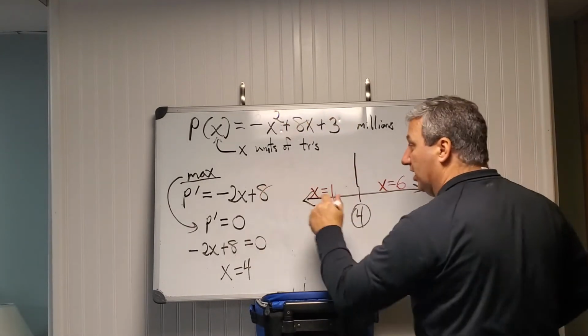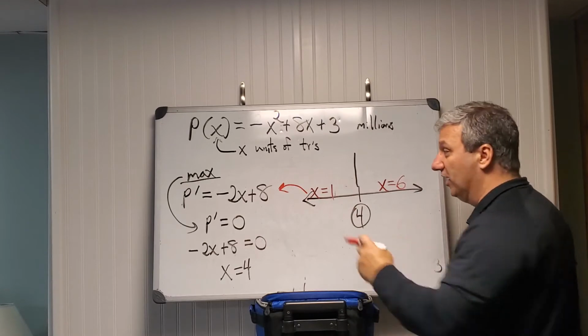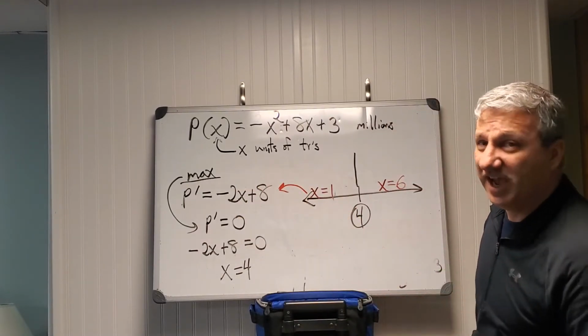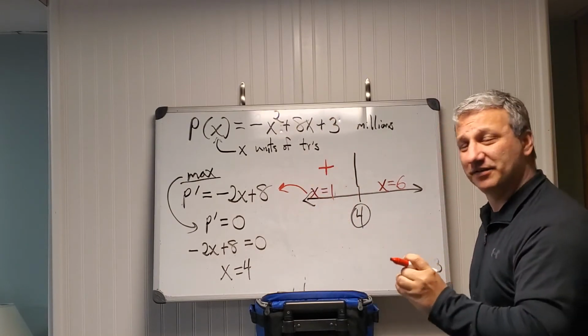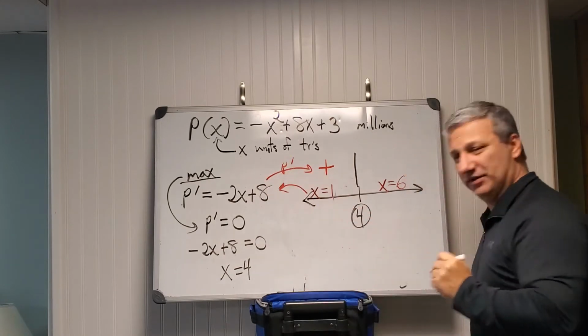That's very important. Plug the red into the derivative. So let's do that. When I plug 1 into the derivative, I get 6. I don't care about the 6. I care that it's positive. The derivative is positive. I know by plugging in, I know the derivative is positive.